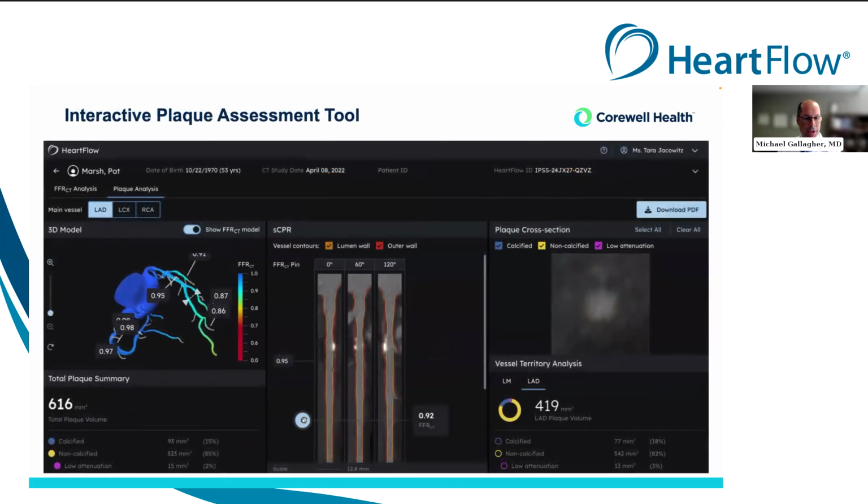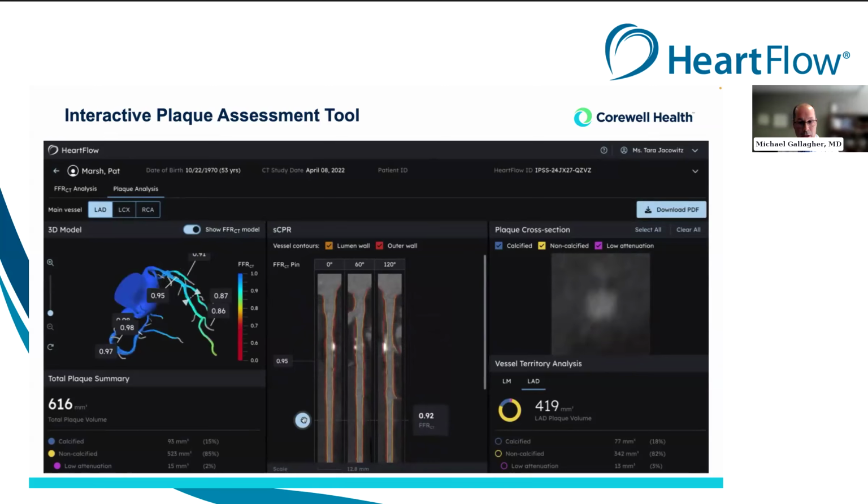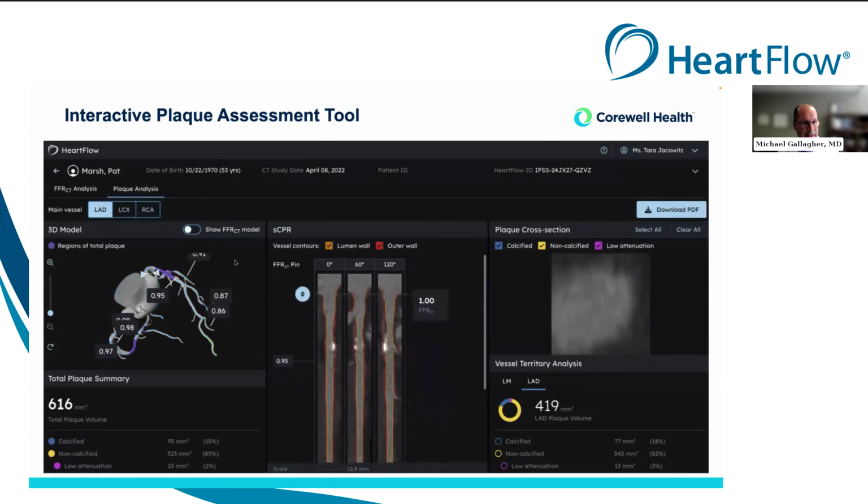If we put this into action, you can see that the FFRCT value is 0.92 distal to the stenosis. If we then track up and down the vessel, and I bring my cursor back to the left main and proximal LAD, keep your eyes focused on the right and look at the degree of yellow non-calcified plaque, followed by blue calcified plaque. Fairly extensive non-calcified and calcified plaque throughout the proximal to mid LAD, with a plaque score in the LAD alone of 419 cubic millimeters. So this is our interactive plaque assessment coupled together with our FFRCT assessment: a negative FFRCT, but fairly extensive plaque burden.